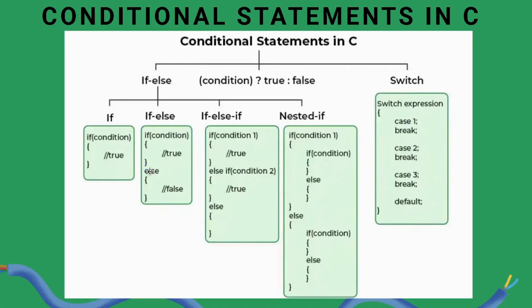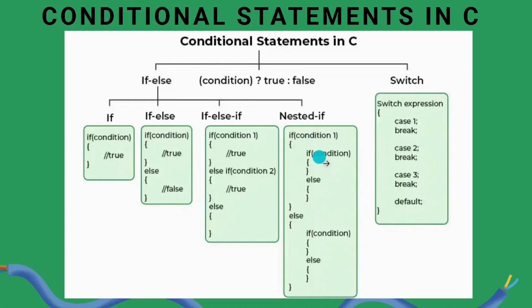So coming to the conditional statements in C, we have 6 types. So the first one is if, which executes a block of code only if the condition is true. So if the condition is false, nothing will be printed. And coming to the if else blocks, which execute one block if the condition is true and another if it is false. And we have if else if, which checks multiple conditions in sequence until one becomes true.